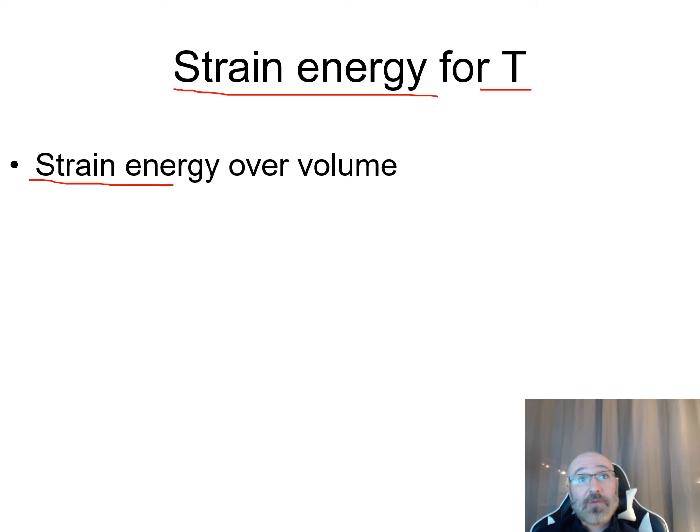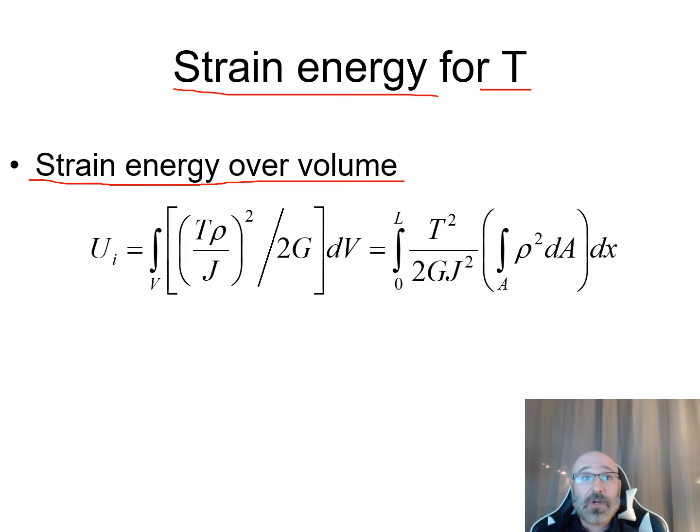So it's still going to be the strain energy over volume equation at first right here. So we have this relationship right here that our strain energy is equal to the integral over volume of that torque times that rho, that distance from our neutral axis to our element there, all over J squared divided by 2 times our modulus of rigidity right here, dV. So then we had that relationship for dV that we could plug in there.